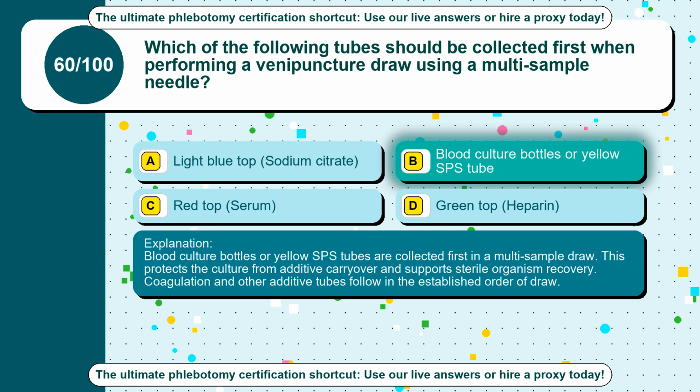Blood culture bottles or yellow SPS tubes are collected first in a multisample draw. This protects the culture from additive carryover and supports sterile organism recovery. Coagulation and other additive tubes follow in the established order of draw.